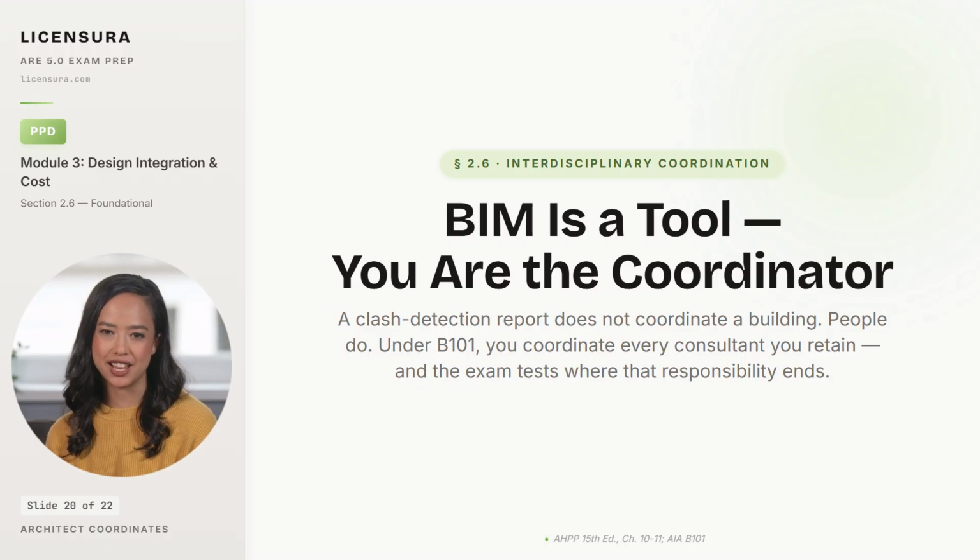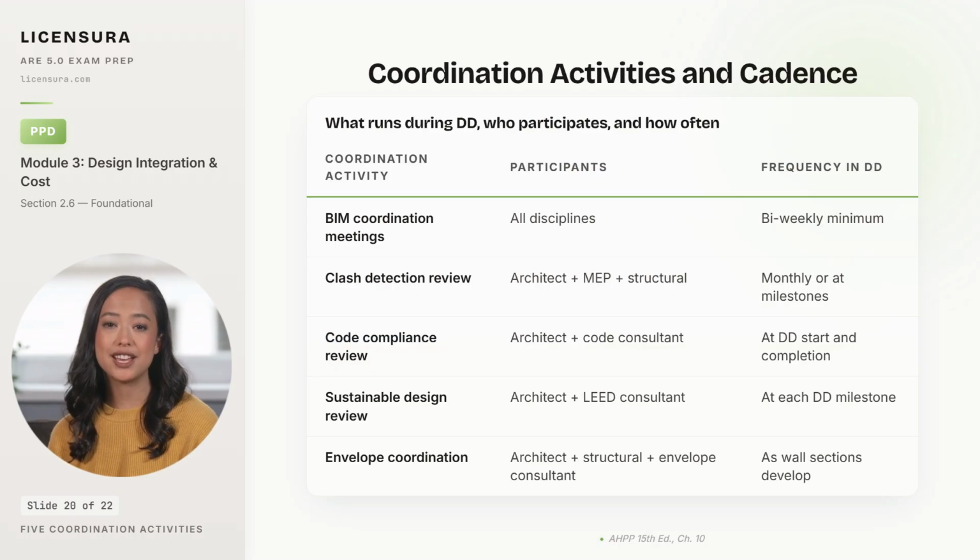Let me show you the coordination cadence that actually catches the conflicts before they reach CDs. 5 coordination activities must run during design development, and the cadence the exam expects you to know. BIM coordination meetings bring all disciplines together at least bi-weekly, because the model drifts between disciplines if the cadence is monthly. Clash detection review pairs the architect with MEP and structural at least monthly or at every DD milestone, focused on the spatial conflicts the BIM software has flagged since the last run.